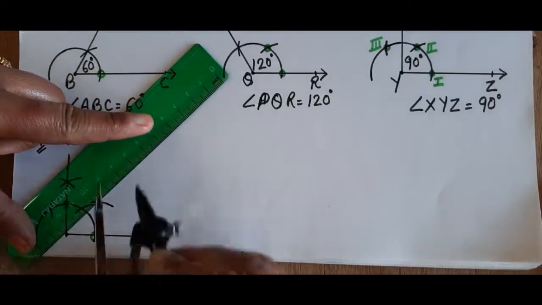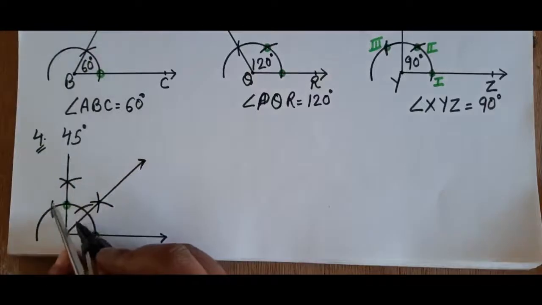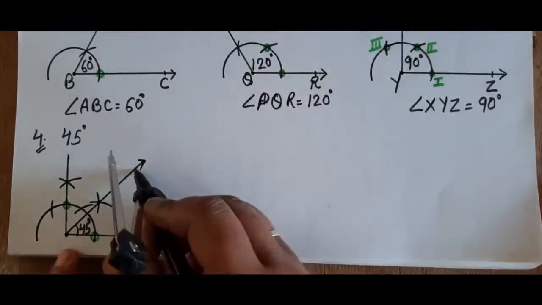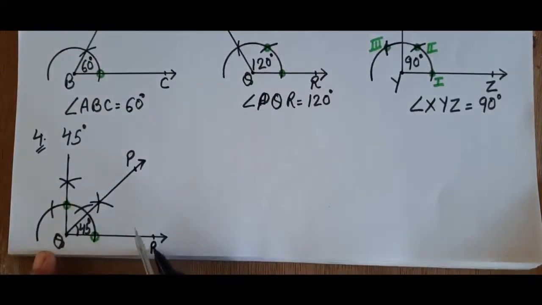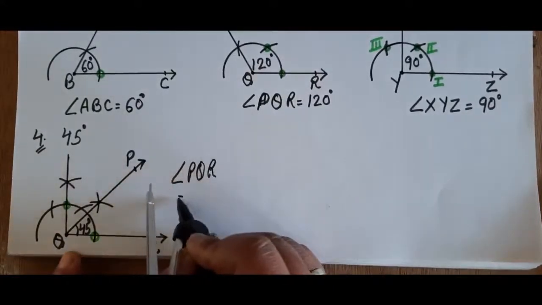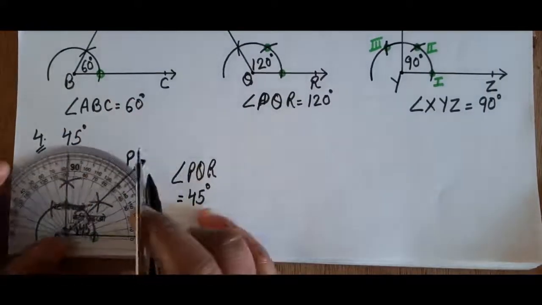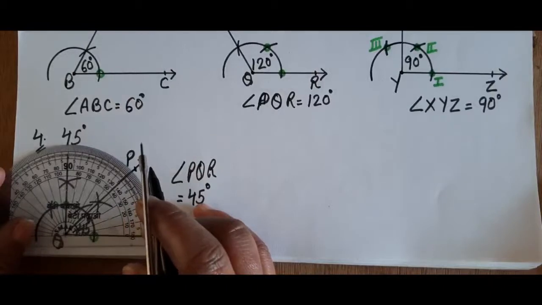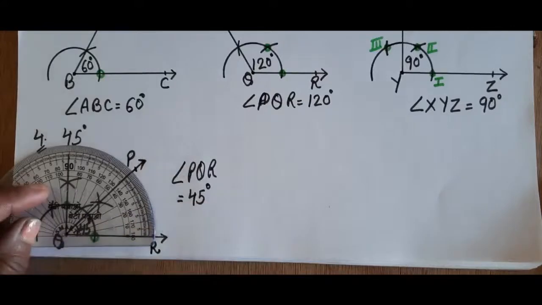You will get the angle of 45 degrees. Now this is an angle of 45 degrees, right? And we can name it, say, PQR. That means angle PQR is 45 degrees. You can measure it using a protractor. You can verify that you have made the correct angle or not. Yes, this is 45 degrees, between 40 and 50. Okay.